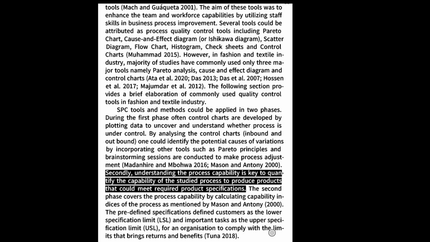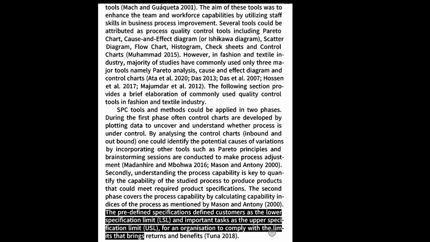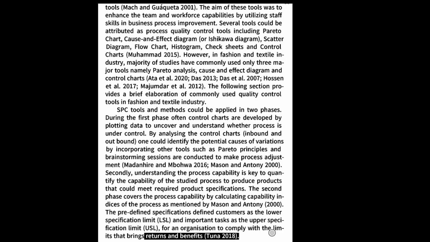Secondly, understanding the process capability is key to quantify the capability of the studied process to produce products that could meet required product specifications. The second phase covers the process capability by calculating capability indices of the processes, as mentioned by Mason and Anthony 2000. The pre-defined specifications are defined by customers as the lower specification limit (LSL) and by the organization as the upper specification limit (USL). For an organization to comply with the limits brings return and benefit.